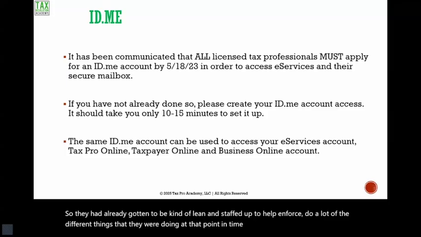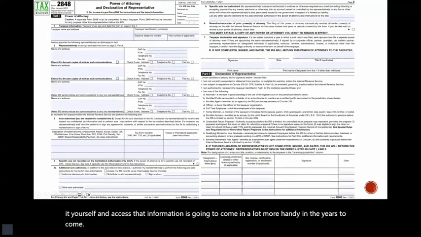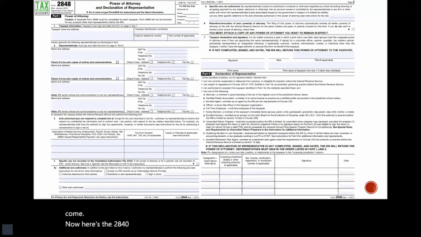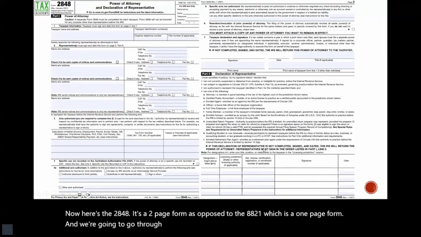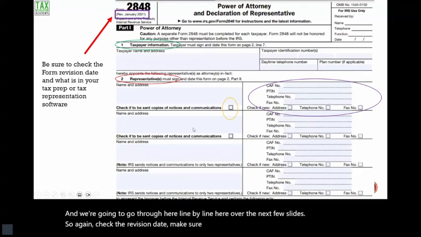Okay, so having the ability to do it yourself and access that information is going to come in a lot more handy in the years to come. Now here's the 2848. It's a 2-page form as opposed to the 8821, which is a 1-page form. And we're going to go through here line by line over the next few slides. So again, check the revision date. Make sure that's the accurate one that you're using in whatever software you're using.